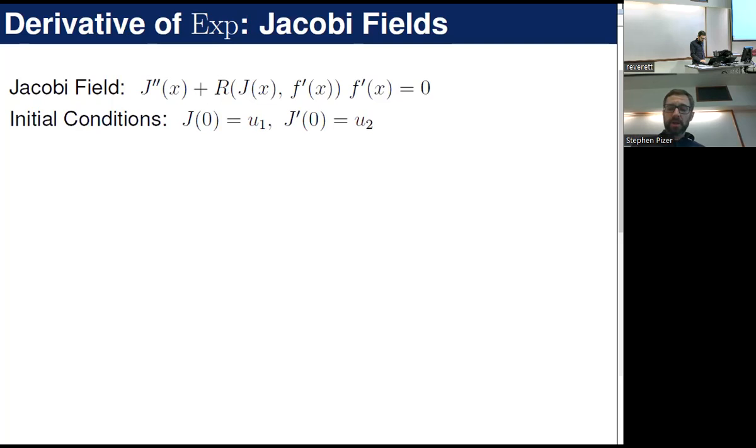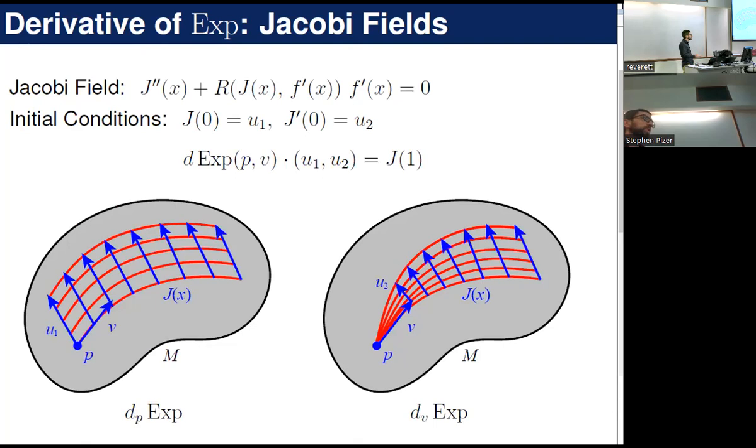I've got the math and the notation here, but I won't go through it. I'll just show the pictures, a better way to understand the intuition, because I can't do the math in the short time. So what does that look like? A Jacobi field is a variation of geodesics. You can think of it this way: if I vary the initial conditions, the P and the V in my geodesic, how does the geodesic vary? This is the cartoon picture we're showing.